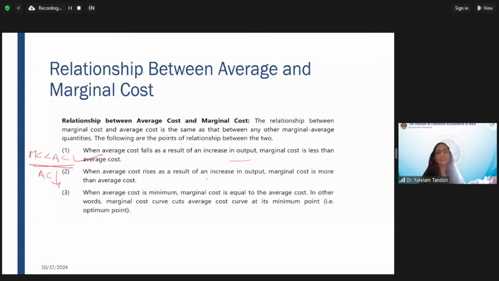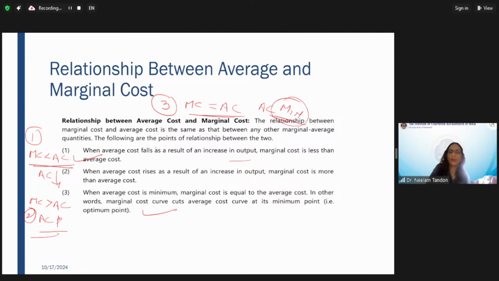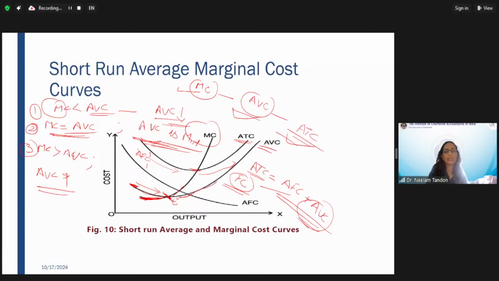When average cost rises as a result of increase in output, marginal cost is more than average cost. When marginal cost is greater than average cost, average cost starts increasing. Number 2. Number 3, when MC is equal to AC, at this point the average cost will be minimum. It's number 3. So this is the relationship between average cost and marginal cost we have seen in this graph here.